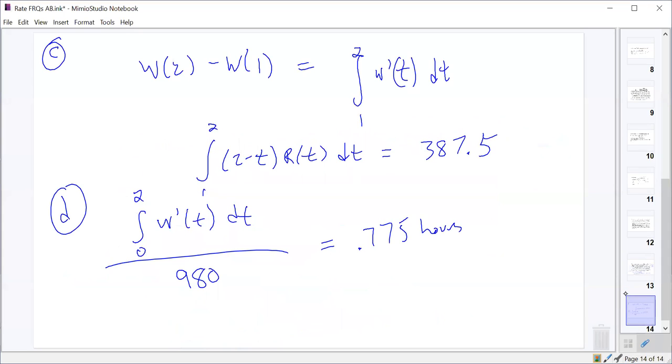And to figure out what W of 2 is, we do the integral from 0 to 2 of W prime, because we know that the value at 0 is just going to be 0.